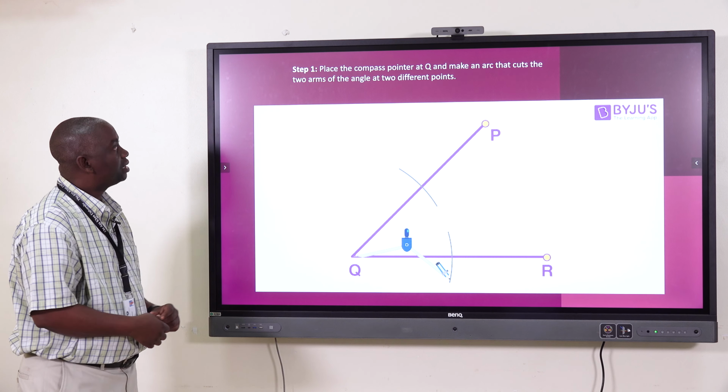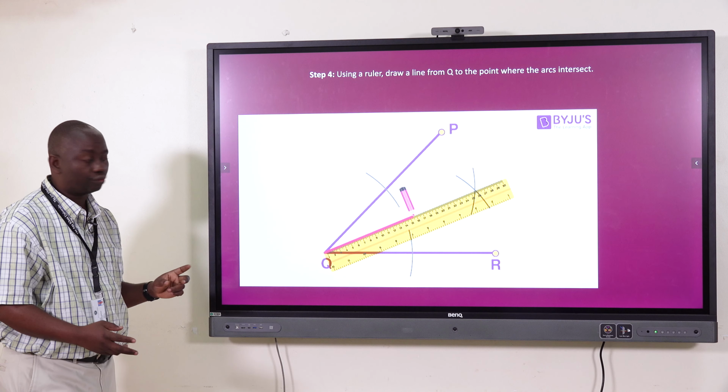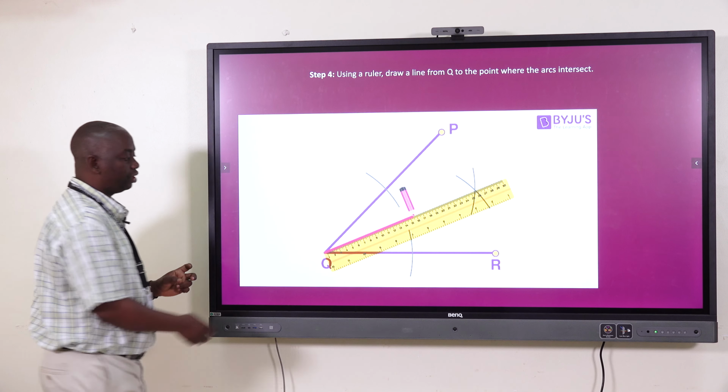When you look at this diagram here, the first part is in the same ratio as the other one, and it is also bisecting that angle into two. For example, if this angle was 60 degrees, then the bisector gives two equal angles, which become 30 degrees each.